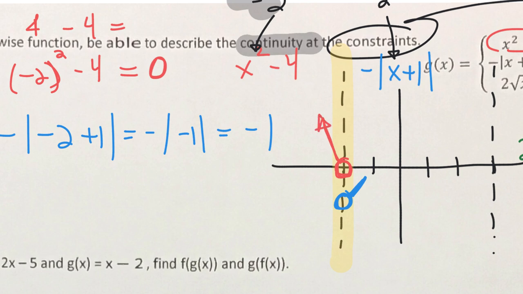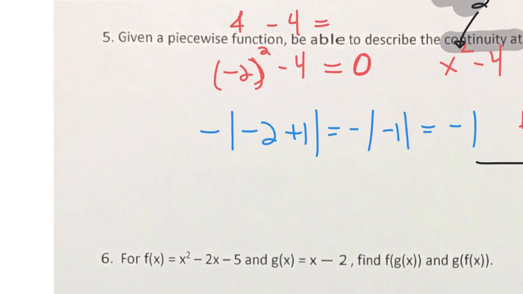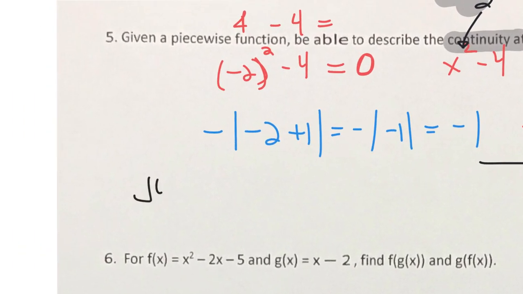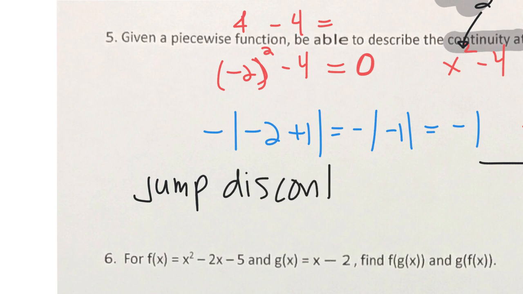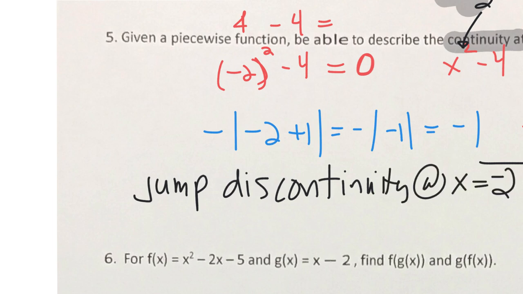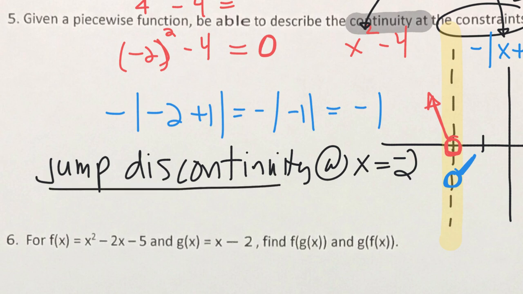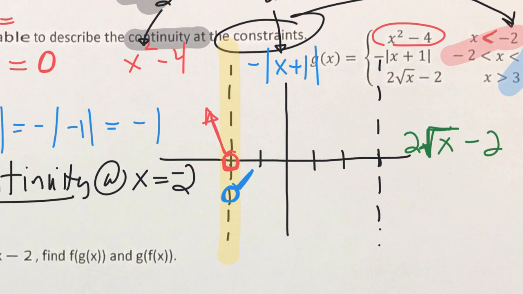So what kind of continuity would you say is occurring at -2? This would be a jump discontinuity. The y values are not the same from the left and from the right. Jump discontinuity at x equals -2. The y value from the left is 0. The y value from the right is -1.